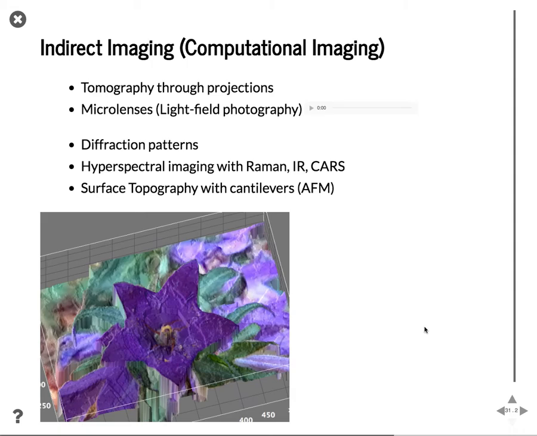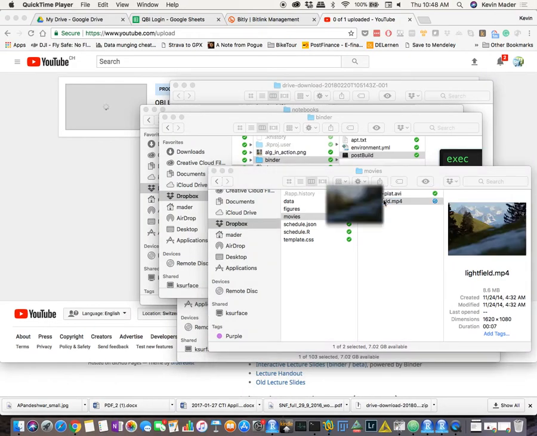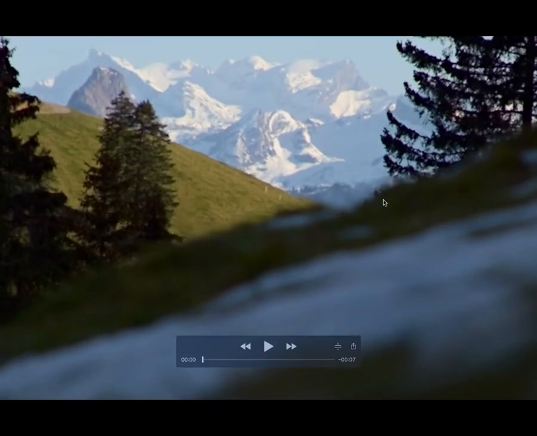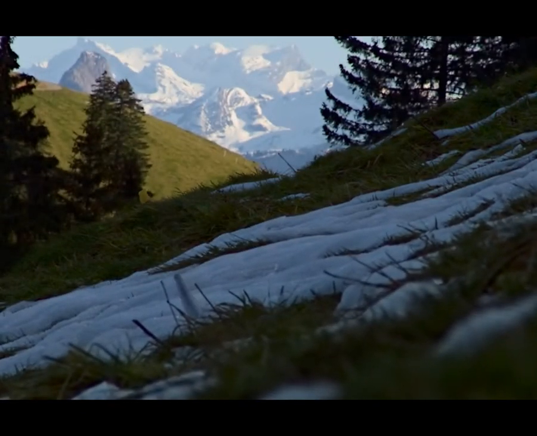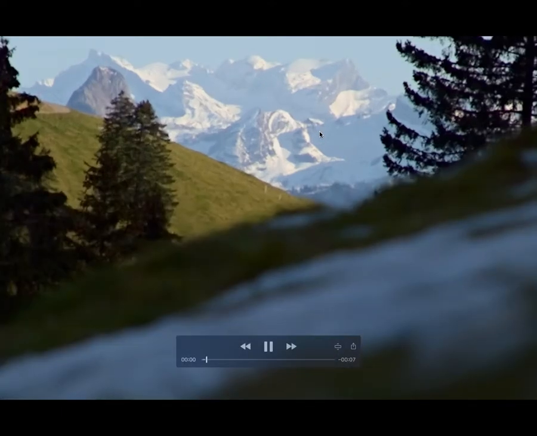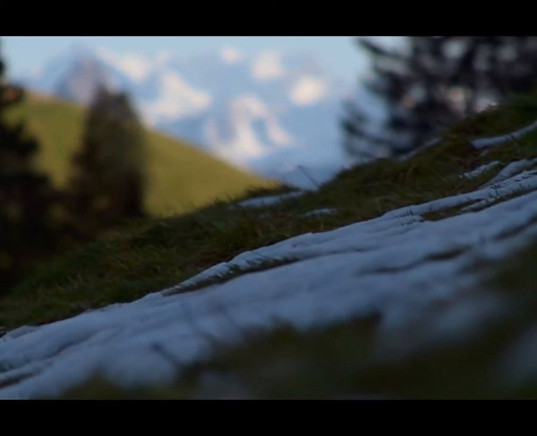So other examples of indirect imaging or computational imaging include tomography and light field photography. There are cameras that have multiple little lenses, which allow you to collect spatial information at the same time. So here's an example. This is one acquisition where you're able to collect different spatial information at the same time. You can get different focuses by computationally changing the image data that you collect using these micro lens patterns.